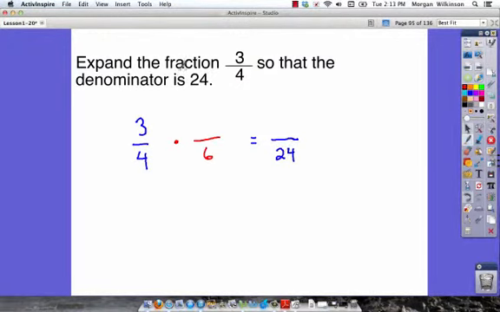Now in order to expand this fraction so that the denominator is 24, we also need to multiply the numerator by 6. So 3 times 6, that's going to give us 18. So we have an equivalent fraction. 3/4 is the same as 18/24. It's just 6 times bigger. Our denominator is 24, and we're all done because we've rewritten our numerator as well by multiplying it by the same number we multiplied the denominator by.